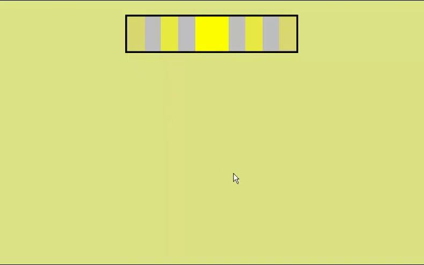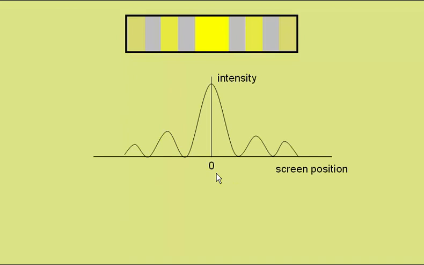If we plot a graph of intensity against position along the screen, we get something like this, with a very high intensity in the center, going down to 0, coming up again for the first bright fringe, down to 0 again, and up again for the next bright fringe, with the same thing on the other side.